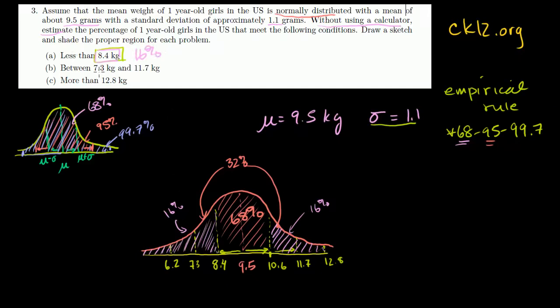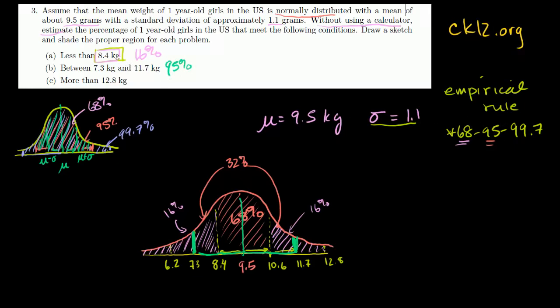Let's do part B. Between 7.3 and 11.7 kilograms. So between 7.3, that's right there, that's 2 standard deviations below the mean, and 11.7, it's 2 standard deviations above the mean. So they're essentially asking us, what's the probability of getting a result within 2 standard deviations of the mean, right? This is the mean right here. This is 2 standard deviations below. This is 2 standard deviations above. Well, that's pretty straightforward. The empirical rule tells us between 2 standard deviations, you have a 95% chance of getting a result that is within 2 standard deviations.